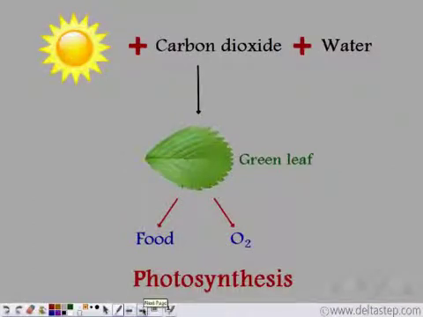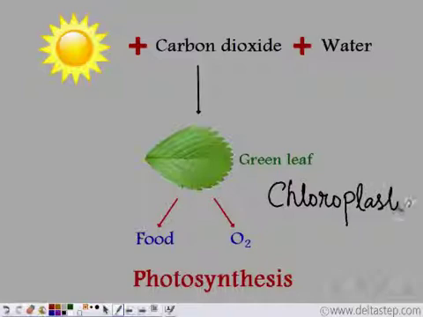Well, this balance is maintained by green plants because of the presence of a special plastid known as chloroplastid. These chloroplastids absorb sunlight and together with carbon dioxide from the air and water from the soil manufacture food and give out oxygen by the process of photosynthesis. So because of photosynthesis, this balance between oxygen and carbon dioxide is maintained in the atmosphere.